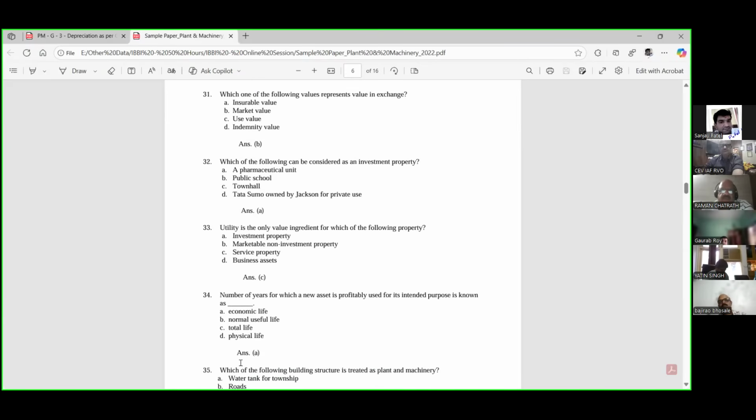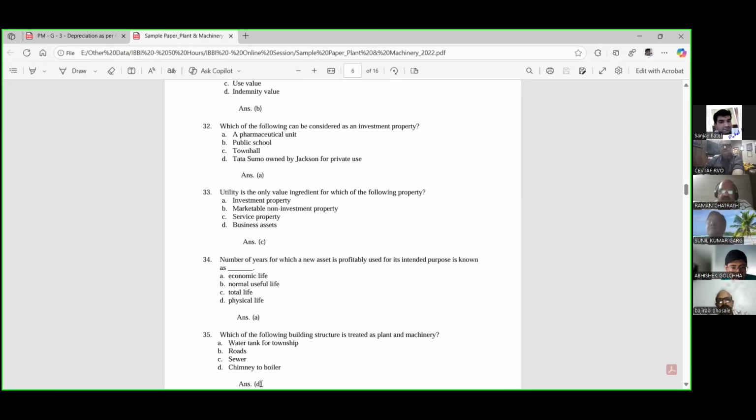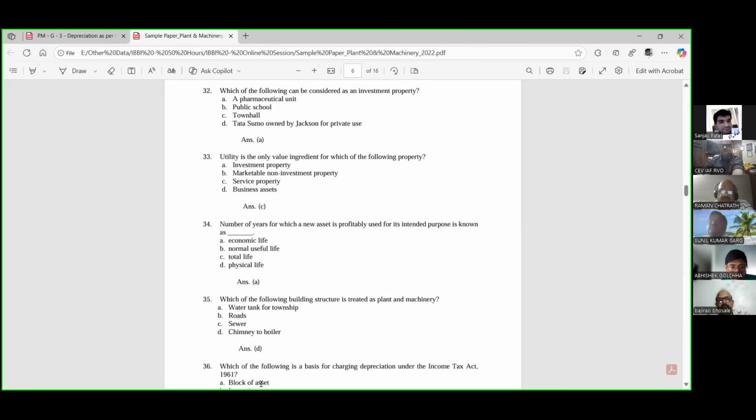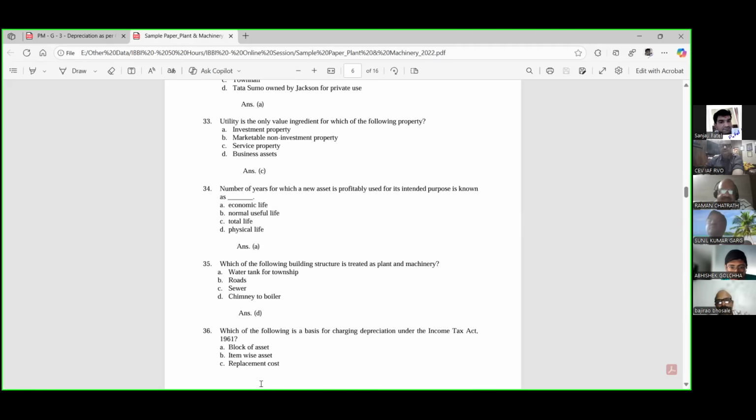Which of the following building structures is treated as plant and building? Water tank for township, road, sewer, chimney for the boiler. चिमनी फॉर बॉयलर. Yes, सही है, chimney for the boiler. मतलब you get ideas, those who are appearing in the examination. Which of the following is a basis for charging depreciation under the Income Tax Act?